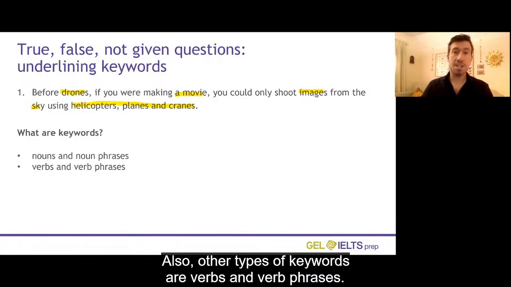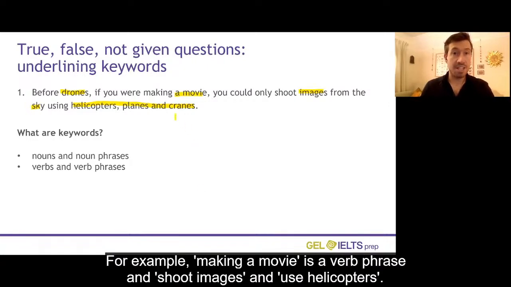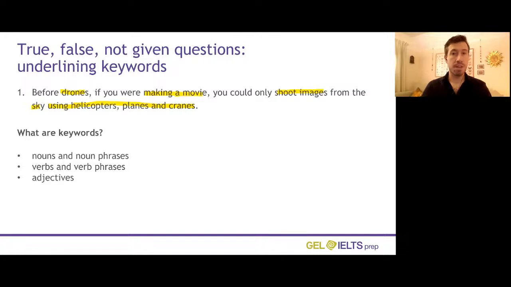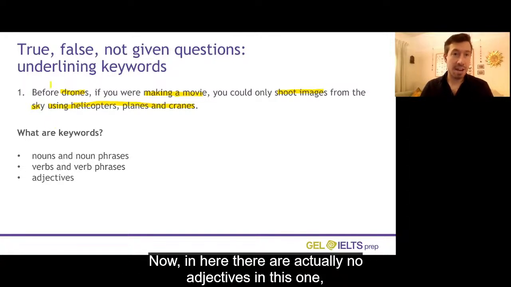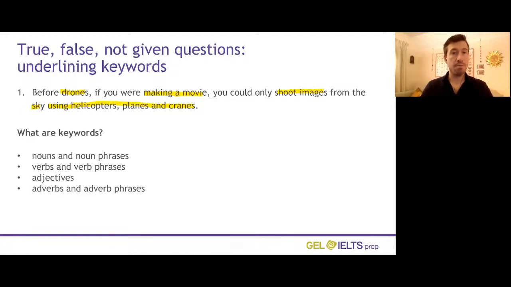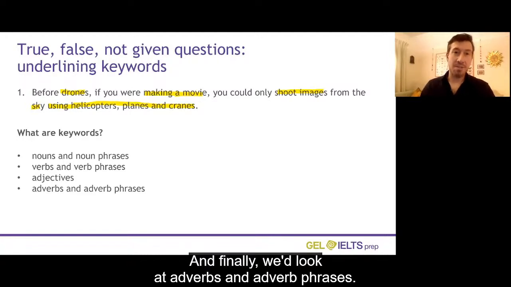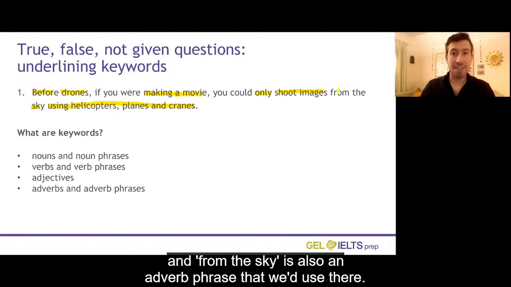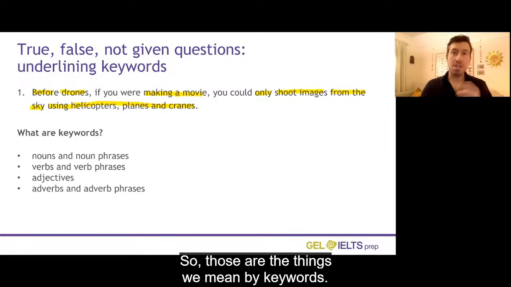Also, other types of keywords are verbs and verb phrases. For example, making a movie is a verb phrase, and shoot images and use helicopters. So those would be the verbs in there. So you'd want to highlight them as well. As well as that, you could highlight adjectives. Now in this one, there are actually no adjectives, but in other questions, you would want to highlight the adjectives. And finally, we'd look at adverbs and adverb phrases. For example, before is an adverb, only, and from the sky is also an adverb phrase that we'd use there. So those are the things we mean by keywords.